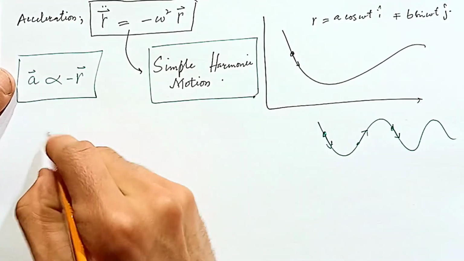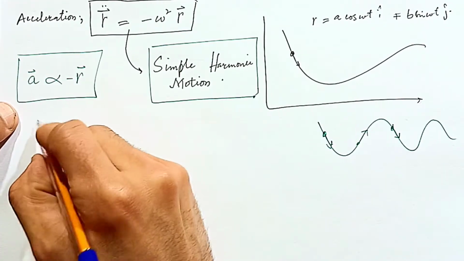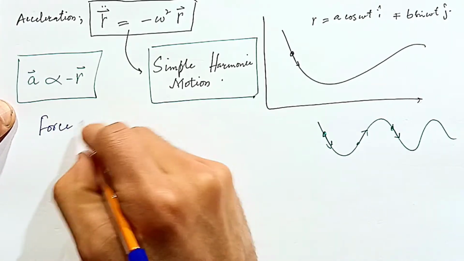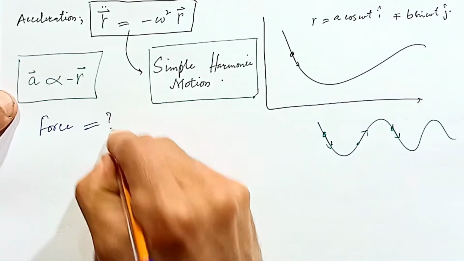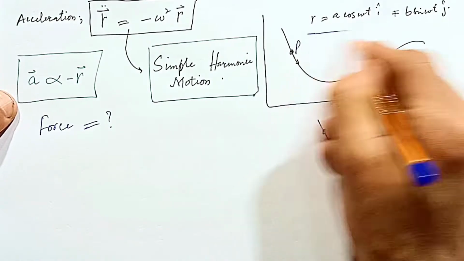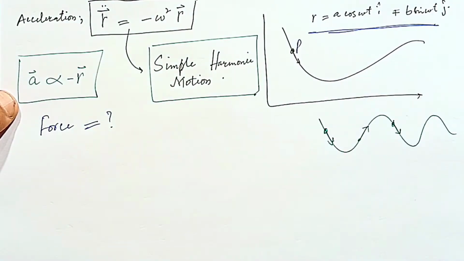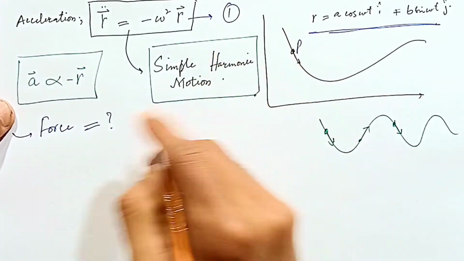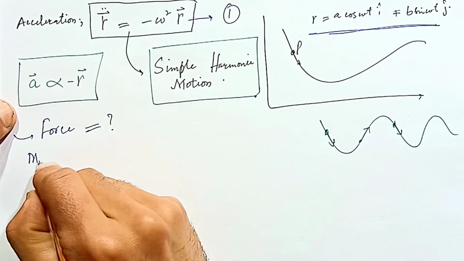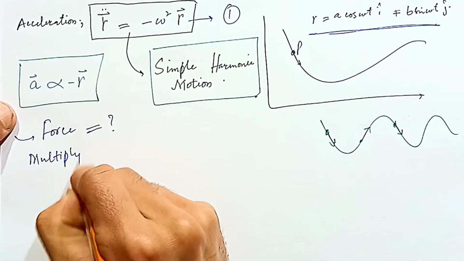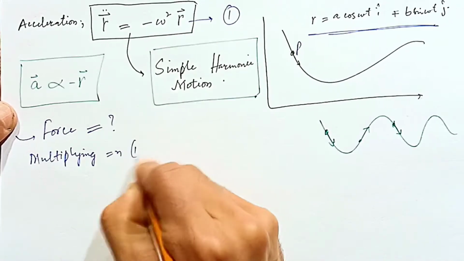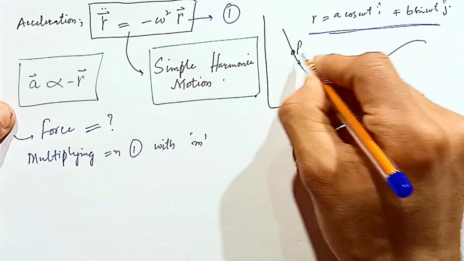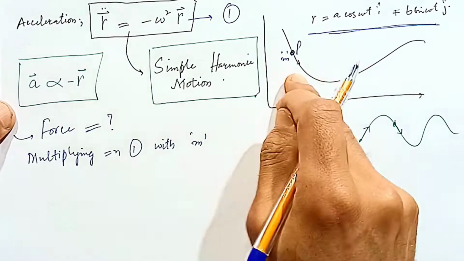Now we are concerned with the force acting on this particle P, which is following this very equation. So to calculate the force, applying the second law to equation A, we multiply the equation with the mass of the particle, that is m. Say this is the mass of the particle m here.